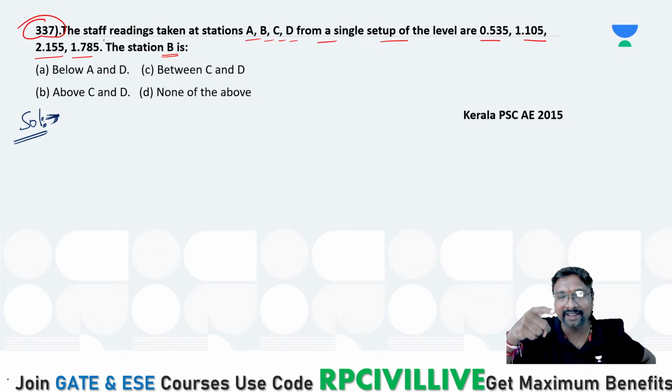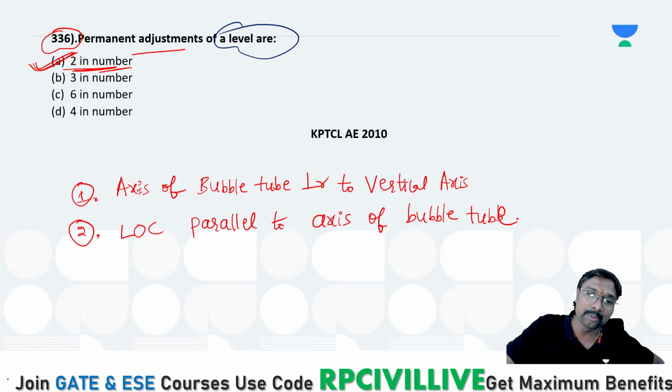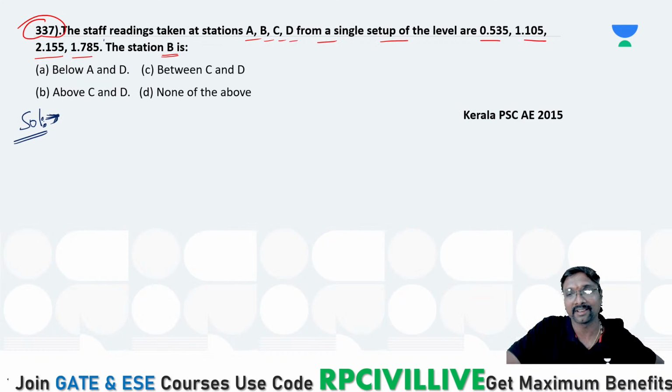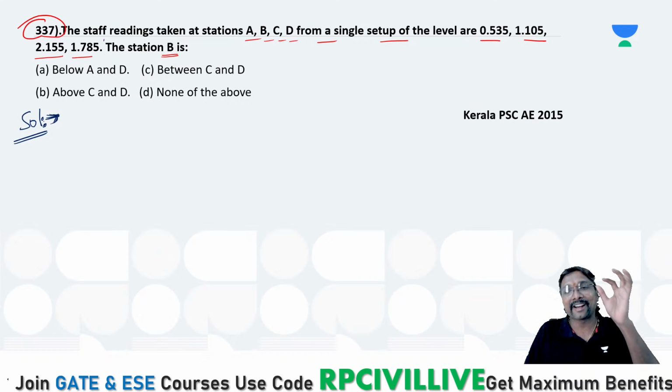Don't worry. Here we are discussing level only, in the leveling chapter. Why mix theodolite and level? Because we'll get confusion. We'll discuss theodolite when we are discussing the theodolite chapters. Don't mix all, we'll get confusion. For leveling, you remember only two are there.